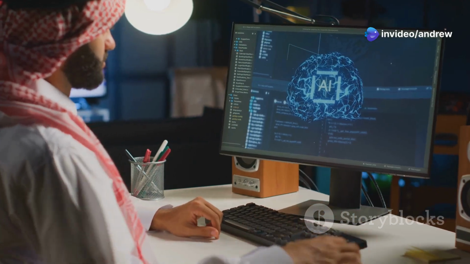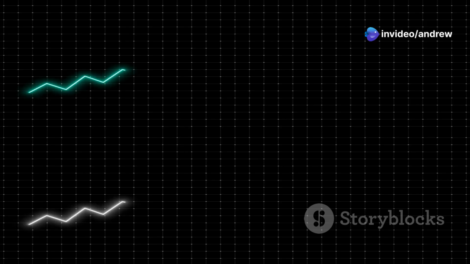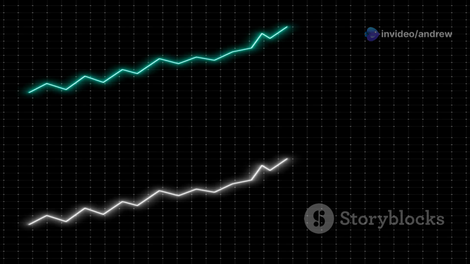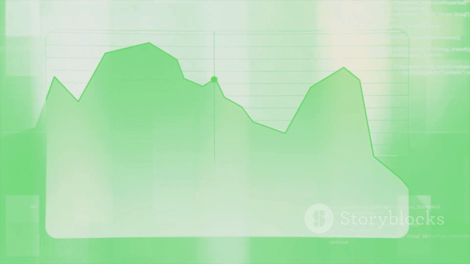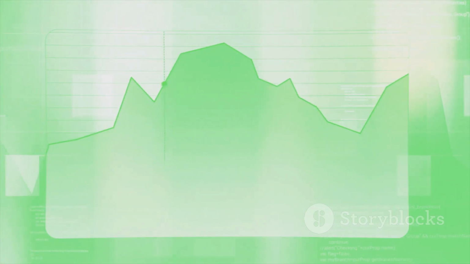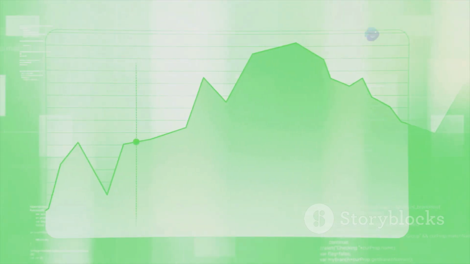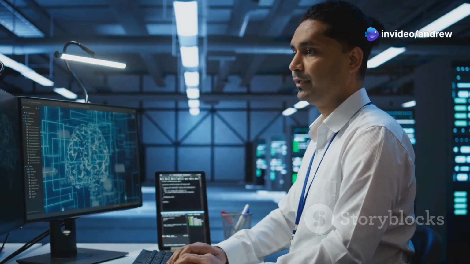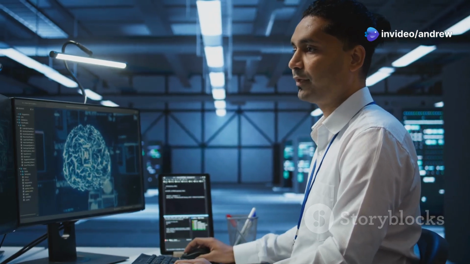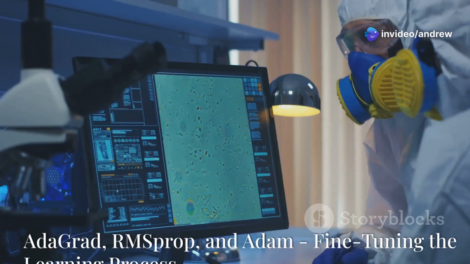While SGD's randomness introduces noise in the parameter updates, it also helps it escape local minima. The noise acts as a form of exploration, allowing SGD to jump out of shallow valleys and potentially find the global minimum. This stochasticity makes SGD a powerful optimization algorithm for deep learning.